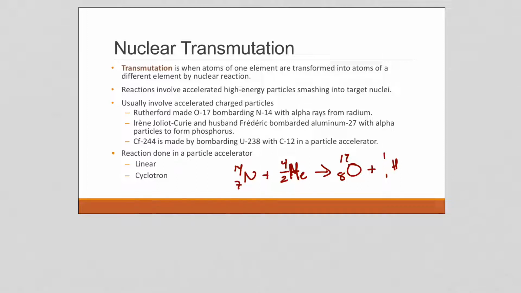And we've made various other nuclei by this method. Another early one was Marie Curie's daughter, Irene Curie, and her husband created phosphorus-30 by colliding alpha particles with an aluminum nuclei. And again, what we typically hear today is making these very large nuclei, some of these ones that we're talking about being discovered. An older example is californium-244, which was made by colliding uranium-238 with carbon-12 nuclei in a particle accelerator.